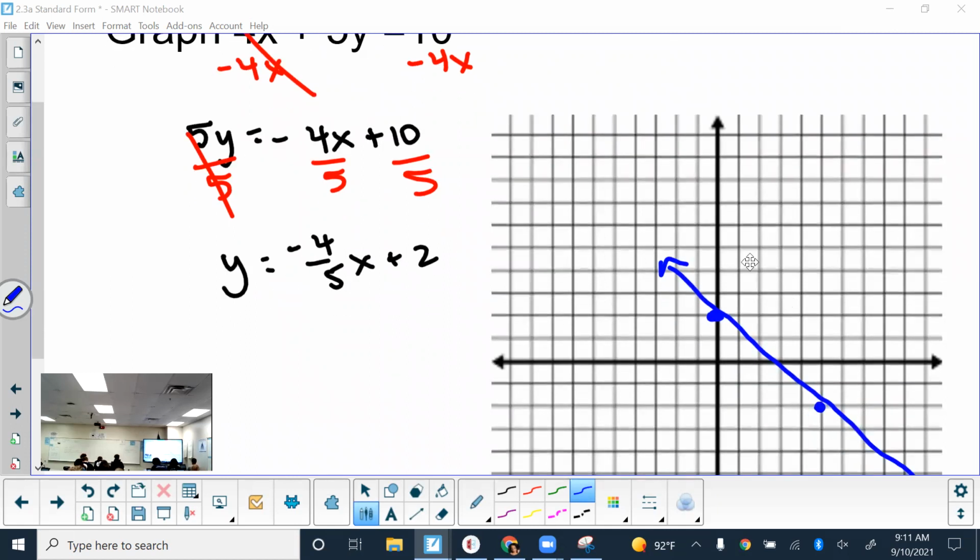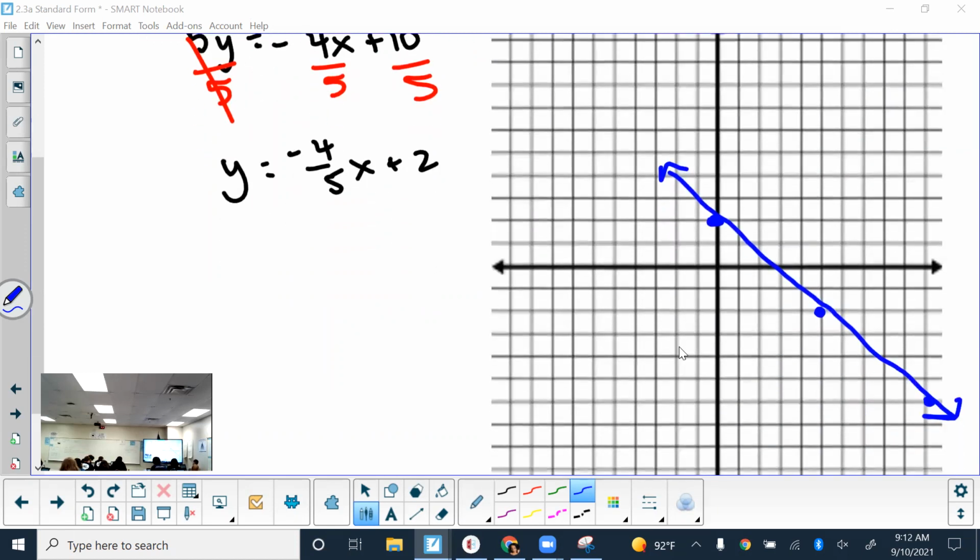So why did I go down 4? Because your slope is negative, right? So that affects your rise. Should have gone down 4 to the right 5. Questions?